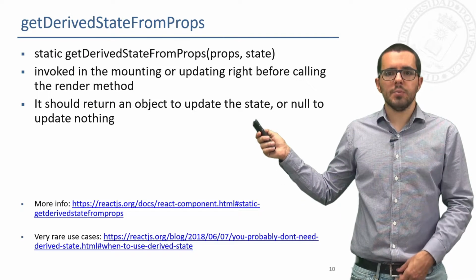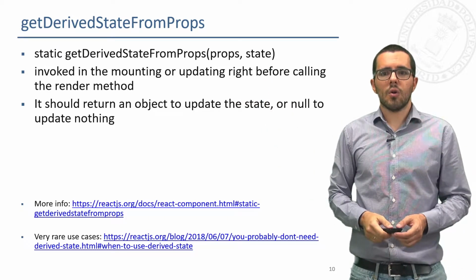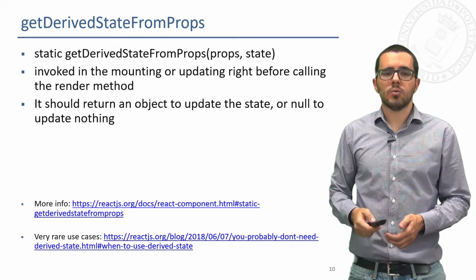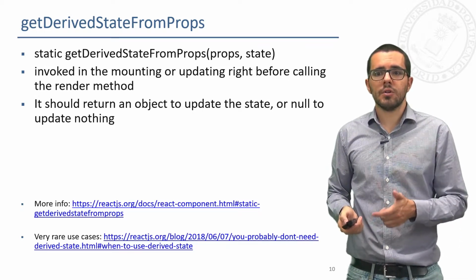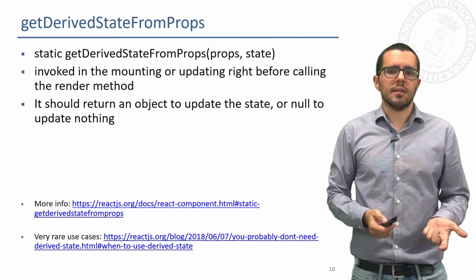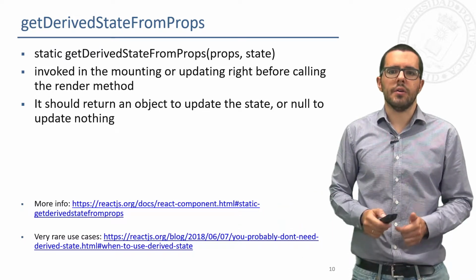getDerivedStateFromProps is a method that receives the props and the state, is called in the mounting or updating process before the render method, and returns an object to update the state. It is not very used, very rare use cases, you can see them here.